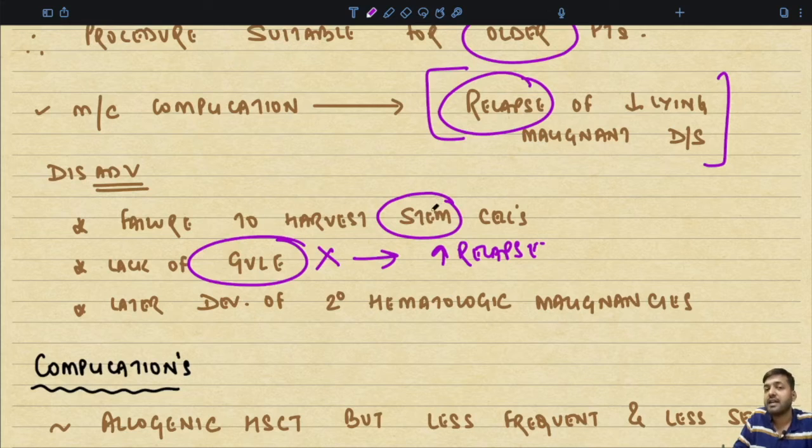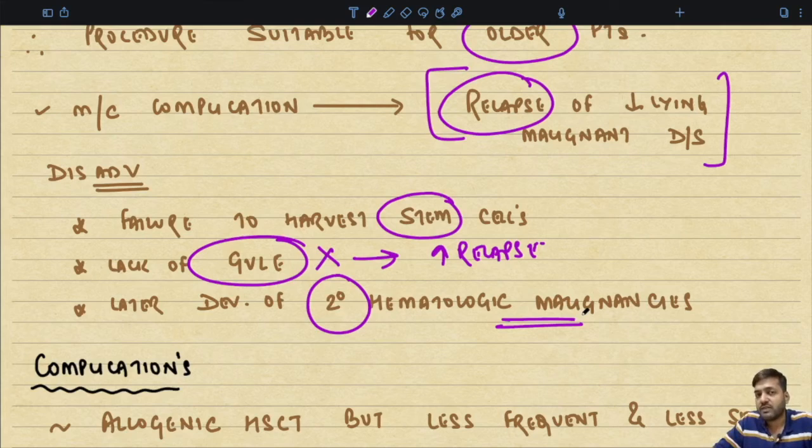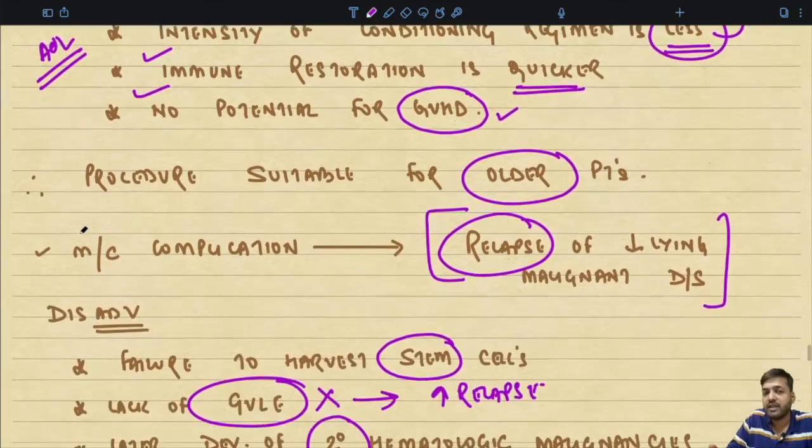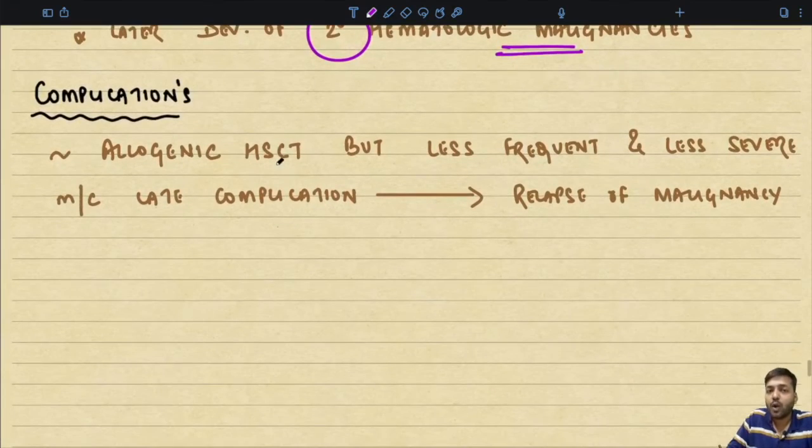Second important is that sometimes you might have a problem in harvesting the patient's own stem cells. As a result, this procedure may not be able to be carried out. And such patients after transplant have a high risk of development of secondary hematological malignancies. So these are the disadvantages of the autologous variety of hematopoietic stem cell transplant, and these are the advantages. So what are the complications?